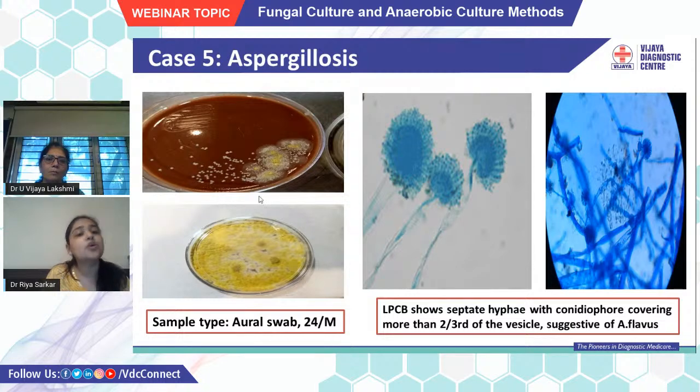These cottony colonies, on the other hand, we performed an LPCB. We found a classical picture of Aspergillosis, showing sparsely septate hyphae, dichotomous branching, and on keen observation, the conidiophore was covering more than 2/3 of the vesicle, suggestive of Aspergillus flavus.